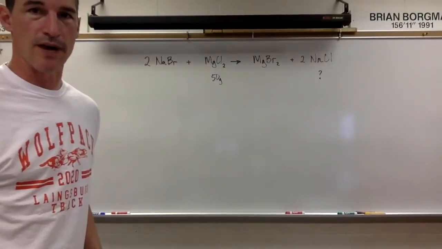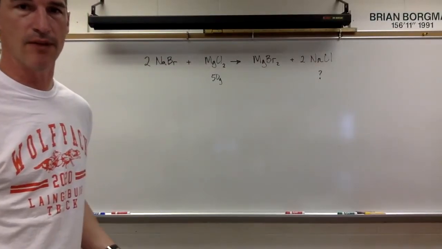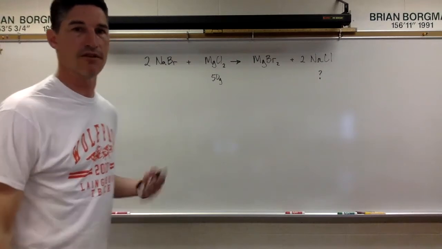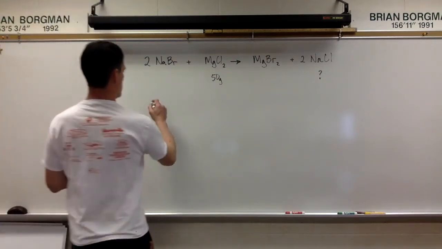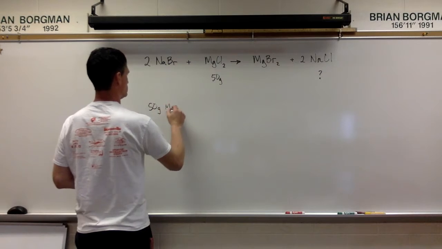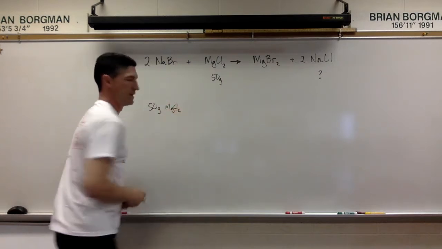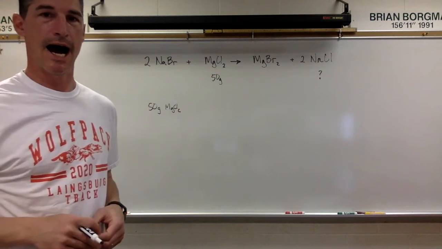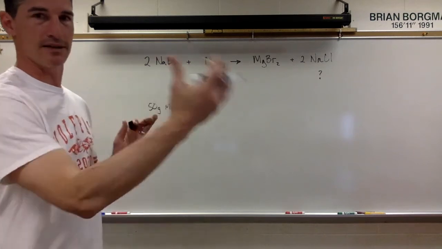Okay, so here's my problem, and I'm going to follow my flow chart. What I have right now is a mass of our given. I have 50 grams of MgCl2, so I'm going to start with 50 grams of MgCl2. I'm then going to set up brackets.